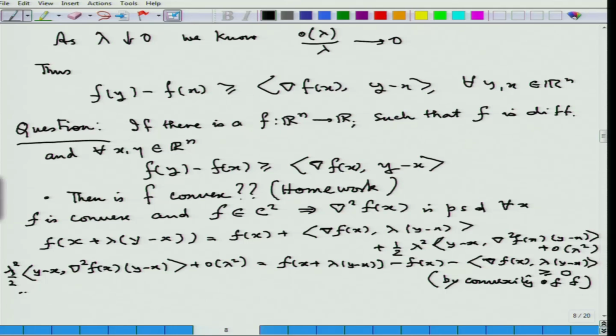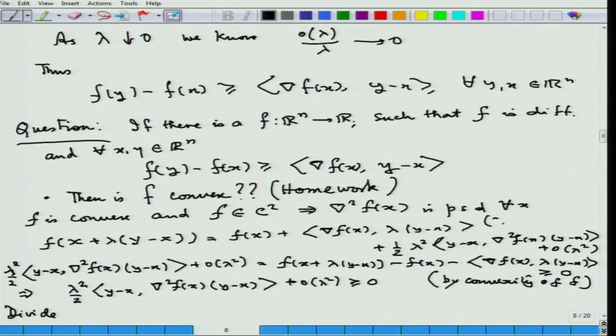So, what remains here is lambda square by 2 (y minus x) grad square f(x) (y minus x) plus o(lambda square) is greater than or equal to 0. Now, what do I do with this? Divide by lambda square. We choose a lambda of course between 0 and 1. This is a standard trick. Divide by lambda square and take lambda going to 0. That is, lambda square also goes to 0, because it is just a positive quantity.